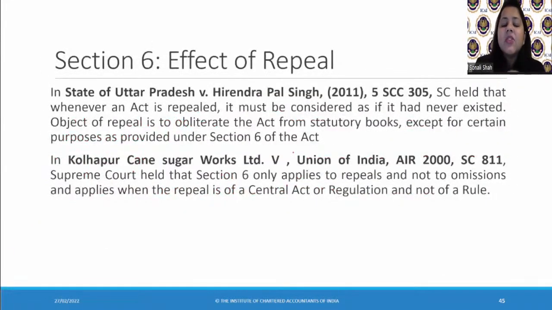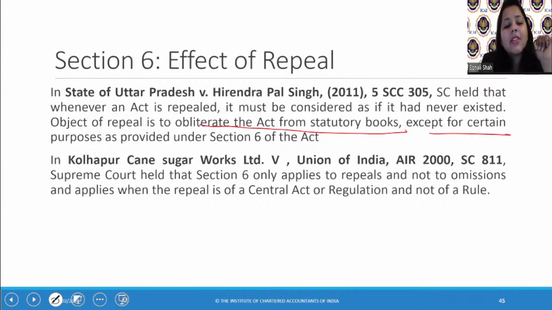In the case of State of Uttar Pradesh versus Hirendra Pal Singh, the Supreme Court held that whenever an act is repealed, it must be considered as if it had never existed. The object of repeal is to obliterate the act from the statutory books, except for certain purposes as provided in section 6 of the act. So what are those purposes? That the repeal shall not affect A, B, C, D, E and F that we have already discussed.